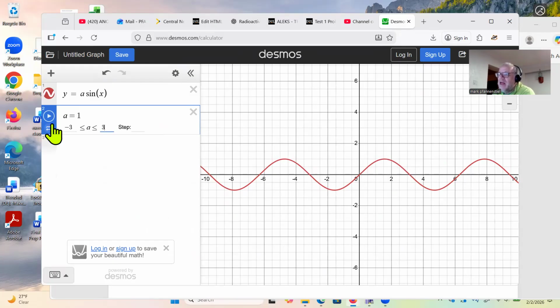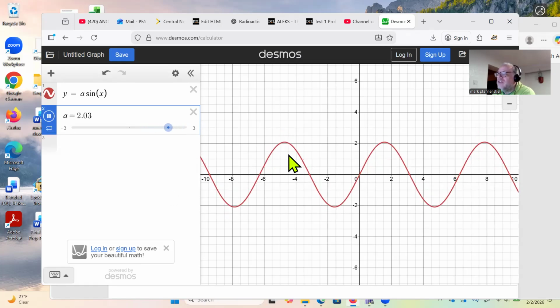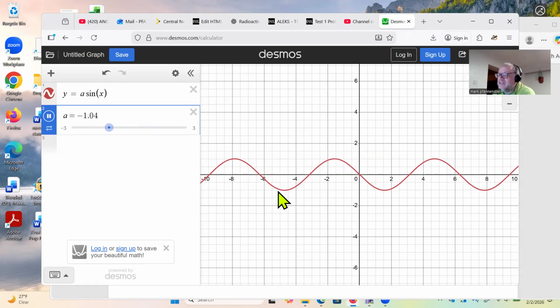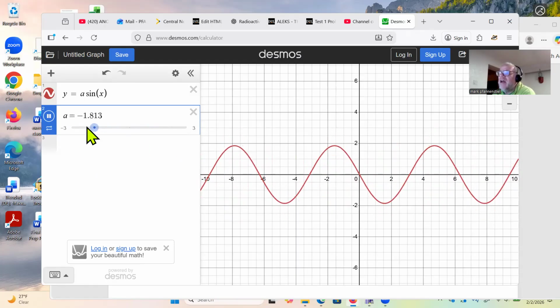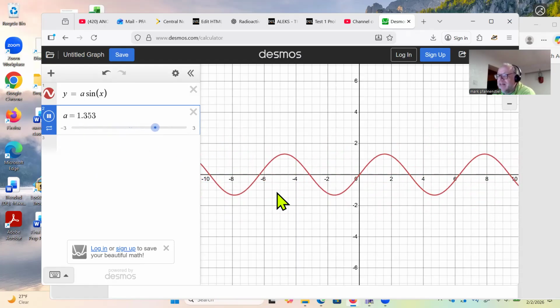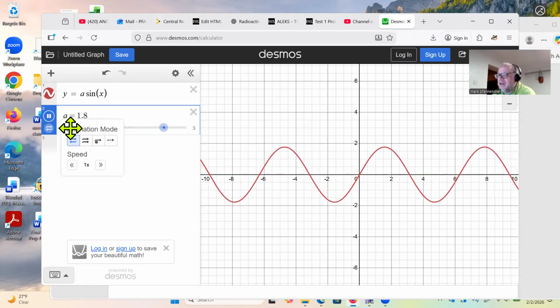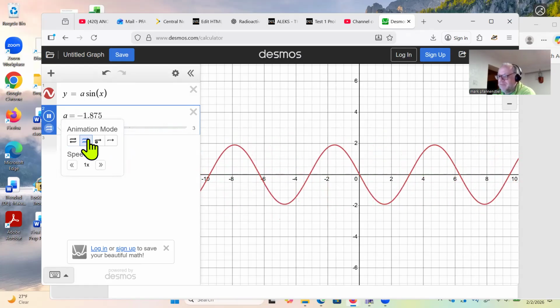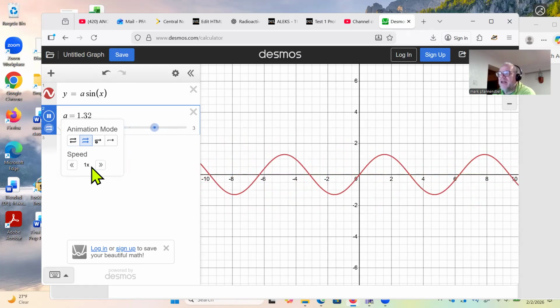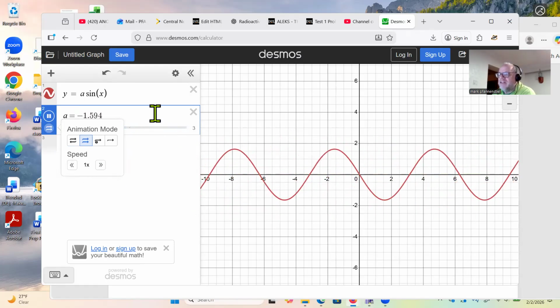Let's just start at a right now is 1. But if I start making it a little bit bigger, notice how the graph is being stretched and compressed. When it's negative, it flips, just like a reflection in college algebra. So that's kind of what we're doing with all of this. We can speed it up if we want, but that usually makes people sick, so let's not do that. Okay, 1x.